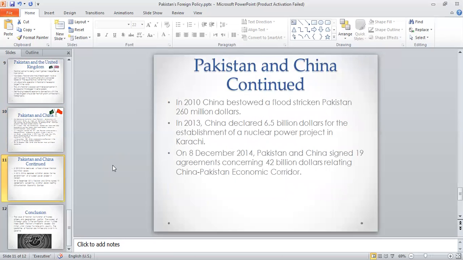In 2006, Pakistan signed a free trade agreement with China. In 2010, China bestowed $260 million on a flood-stricken Pakistan. In 2013, China declared $6.5 billion for the establishment of a nuclear power plant in Karachi. On 8th December 2014, Pakistan and China signed 19 agreements concerning $42 billion relating to the China-Pakistan Economic Corridor.